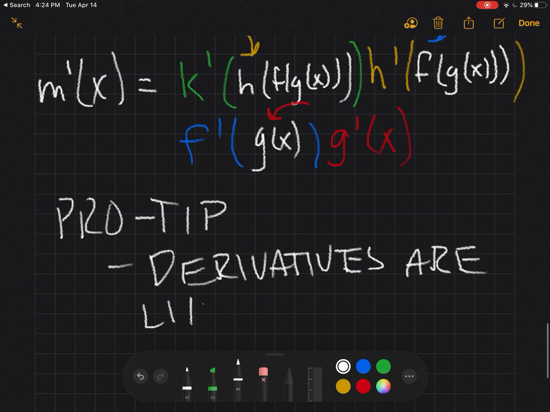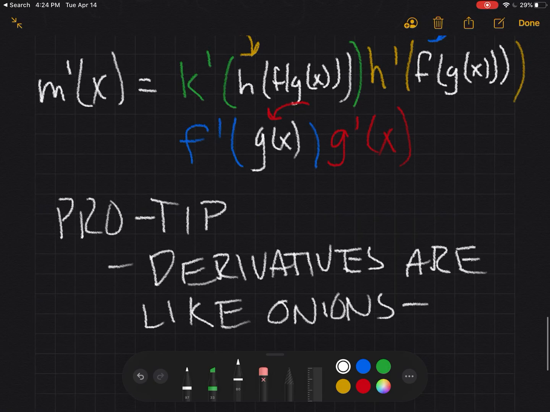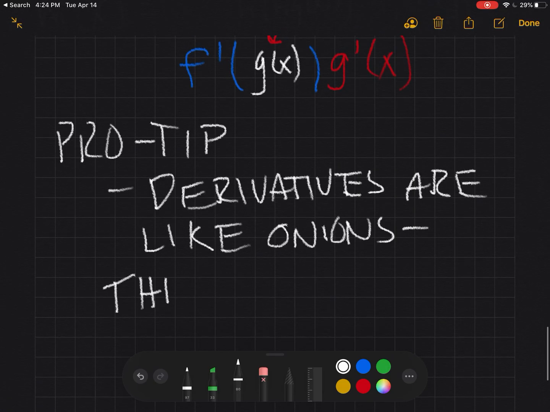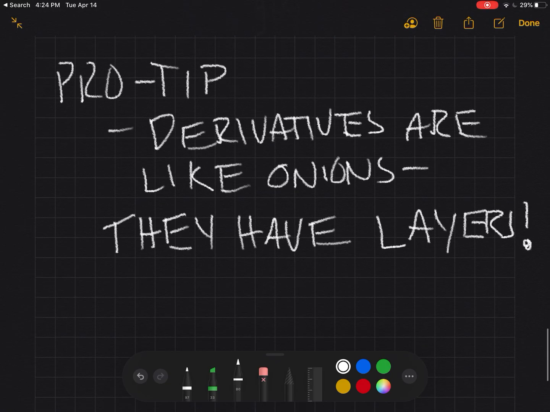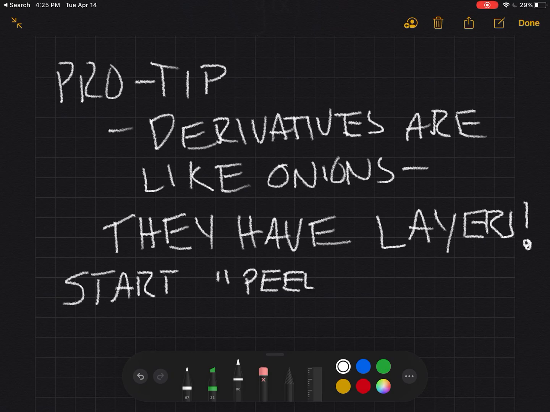So when you're doing the chain rule, this is my pro tip. Derivatives are like onions. They have layers.